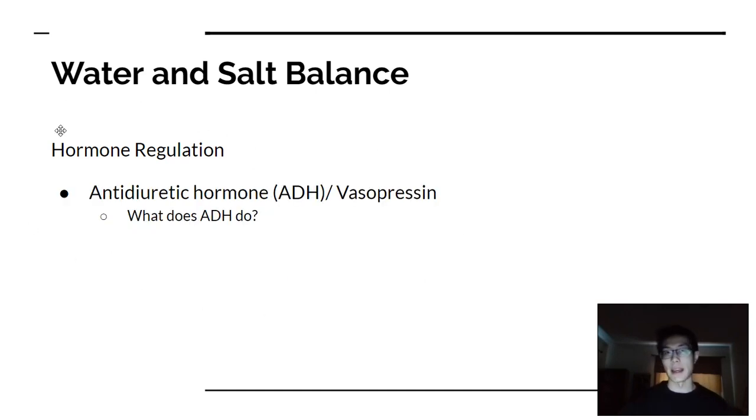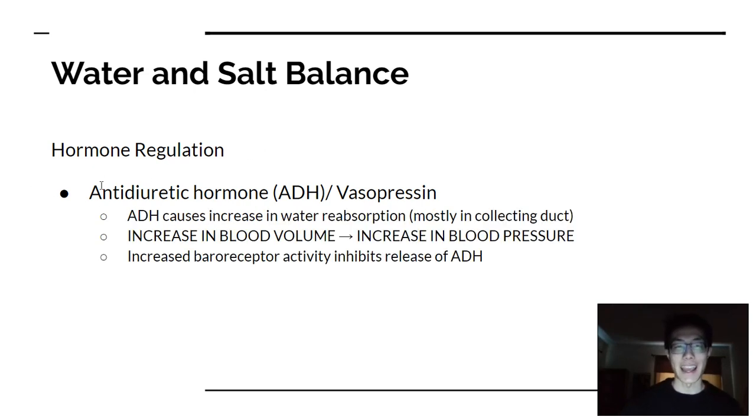Now, there are other hormones in play as well. We have the antidiuretic hormone, ADH, also known as vasopressin. The question that I often get is, what exactly does ADH do? Well, what is a diuretic? That should be a key term here. So we're going against a diuretic, right? Antidiuretic hormone. ADH increases water reabsorption, mostly in the collecting duct. By increasing absorption of water, you increase blood volume. That increase in blood volume leads to an increase in blood pressure. And this increase in baroreceptor activity inhibits the release of ADH. But if you need to reabsorb more water, you release ADH, and so more water is collected back and reabsorbed from the filtrate.